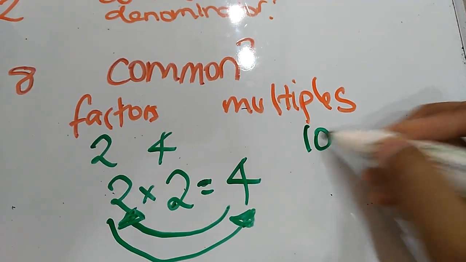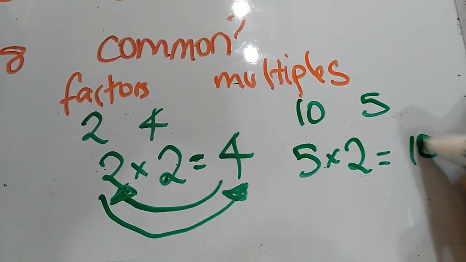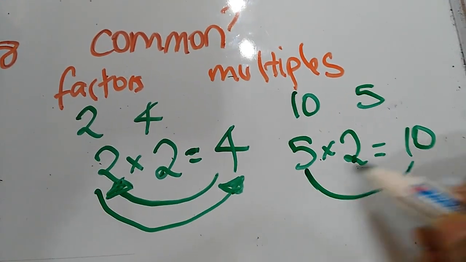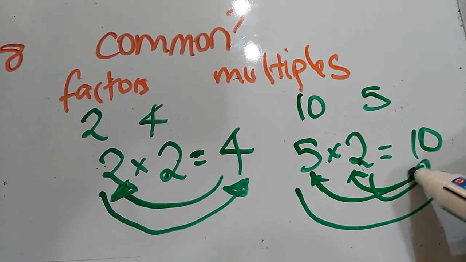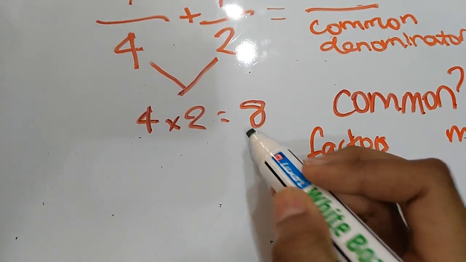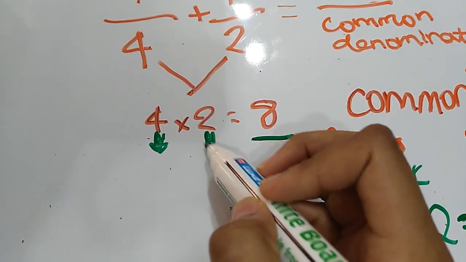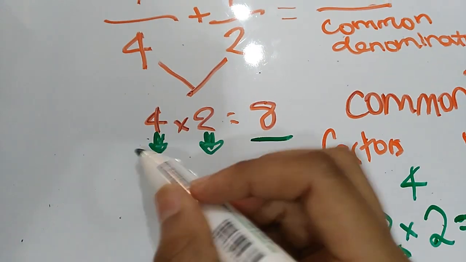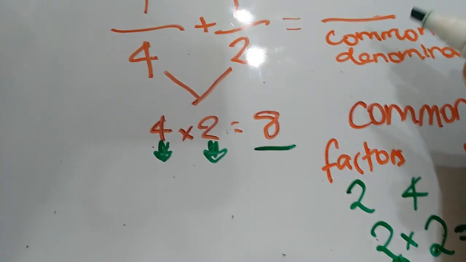If we look at 10 and 5, 5 can be times by a whole number 2 to give 10. 2 can be times by 5, a whole number, to give 10 as well. So both 5 and 2 are factors of 10, and 10 is a multiple of both 5 and 2. So when we look at a common denominator, we want a number that is a multiple of both 4 and 2. So both 4 and 2 should be able to be multiplied by a whole number to give 8. And when we multiply it together, this is achieved because 4 times 2 will give 8 and 2 times 4 will give 8. So it's a common denominator.